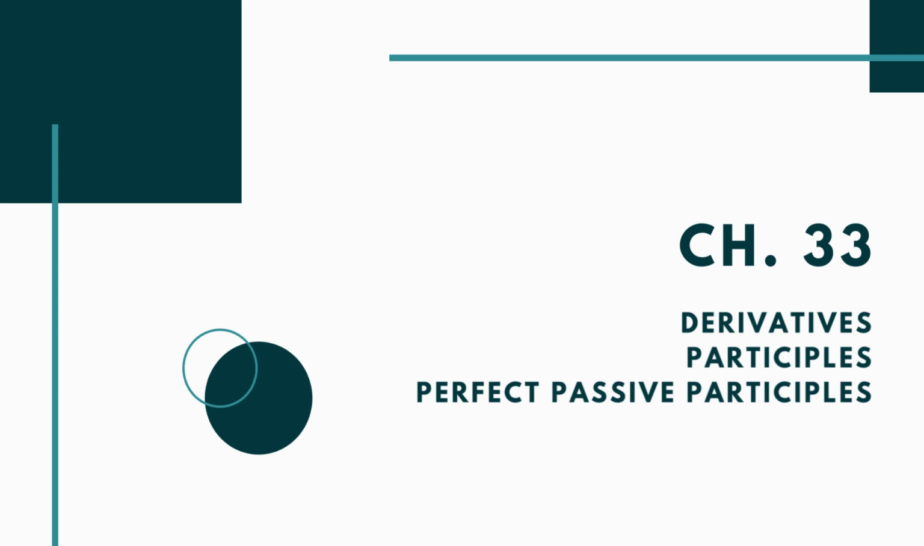In this chapter, the grammar is on participles, and specifically the perfect passive participle. So we're going to dive into what participles are, what a perfect passive participle is, and just try to get a sense of it so that we can move through this chapter and you'll be able to translate the story and kind of pick up this grammar as you go. To start, though, we want to look at some derivatives.